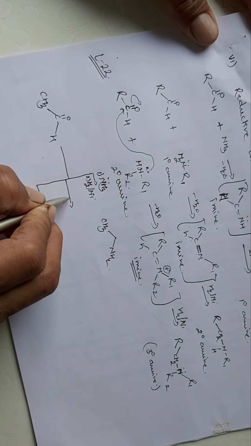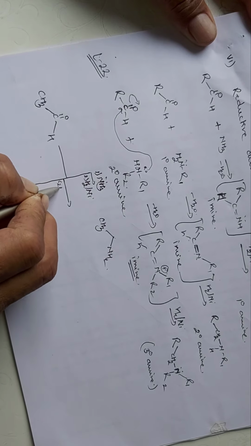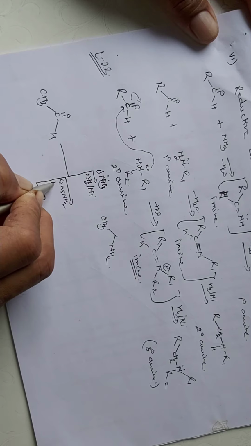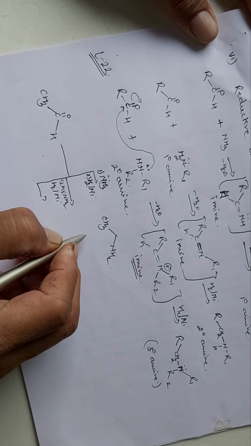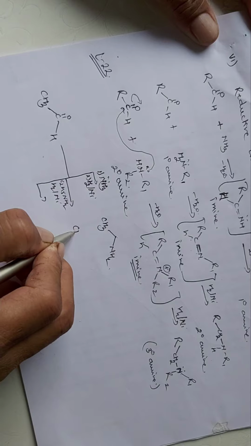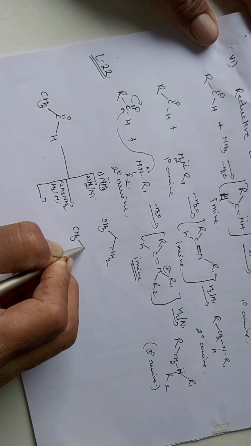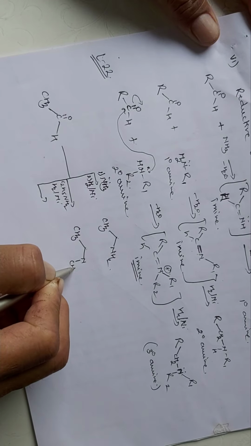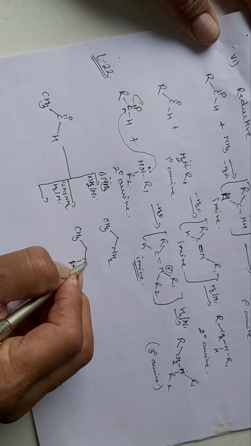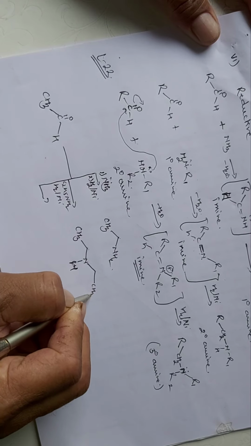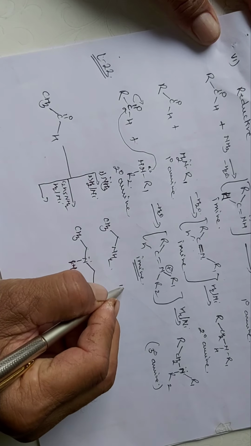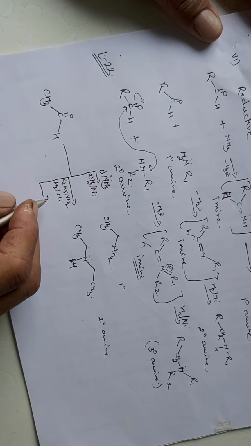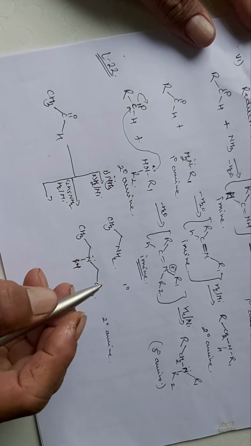In this way, if you react the ethylamine in the first step, and in the second step you reduce it with hydrogen and nickel, you will get the formation of CH3CH2NHCH2CH3. So here you are getting the formation of primary amine, here you are getting the formation of secondary amine, that is your diethylamine, this is your ethylamine.